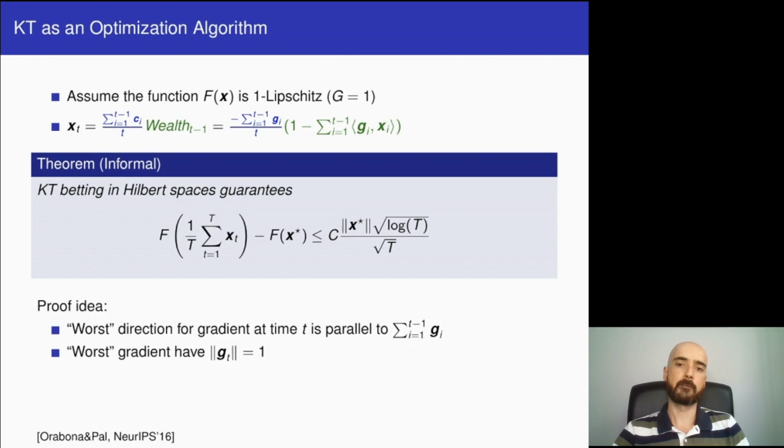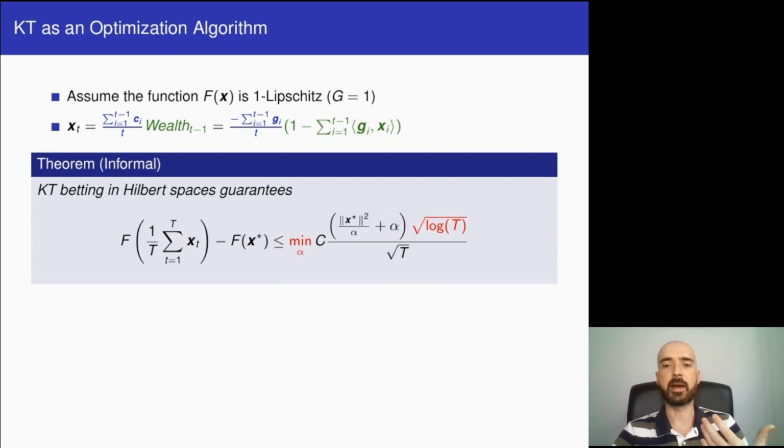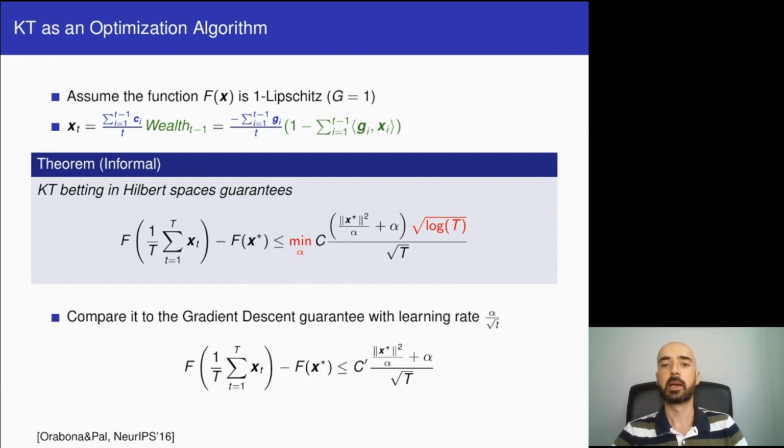Now, why is this a good convergence rate? Apart from the fact that it matches the lower bound, fine. But let's rewrite it in a different way. Let's rewrite it as the minimum over alpha of this quantity here. If you solve for alpha, you get exactly the same bound as before, okay? So this is just a different way to write the convergence rate. Alpha is not a parameter of the algorithm. And compare it to the convergence rate of gradient descent with alpha divided by square root of t learning rate. They're exactly the same thing.